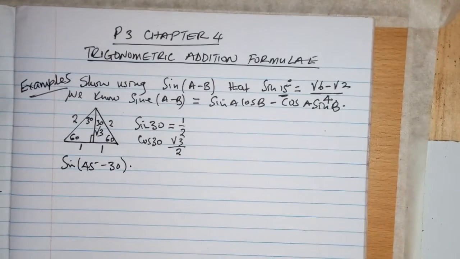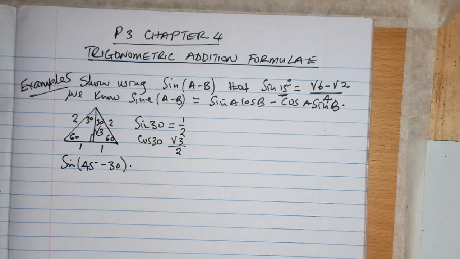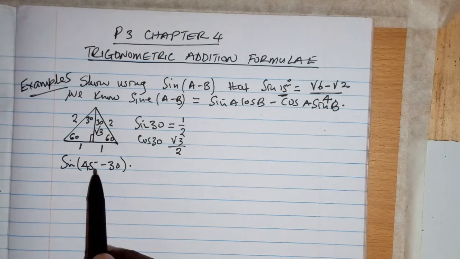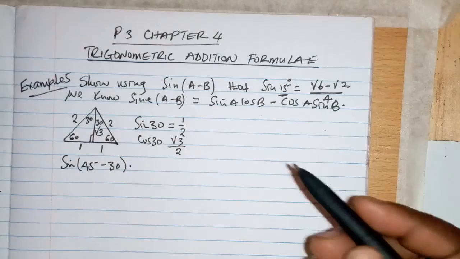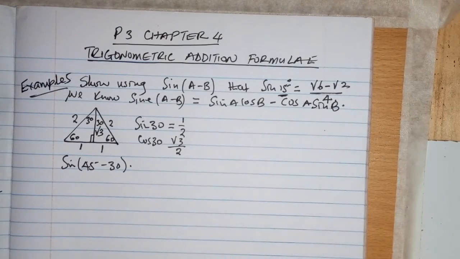So how do we get the 45 angle? How do we get the 45? We can also use 60 minus 45, but either way, we need the trigonometric ratios of 45 degrees.